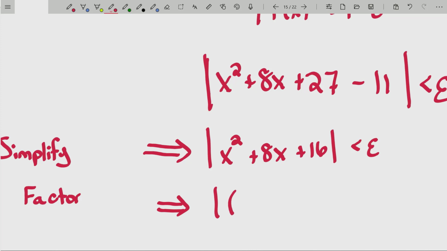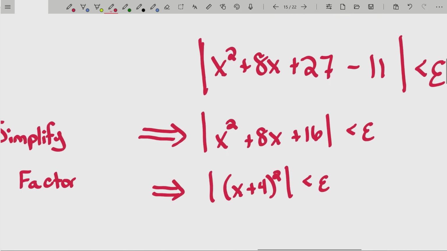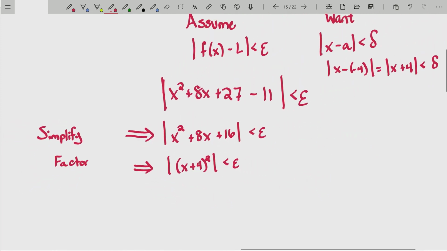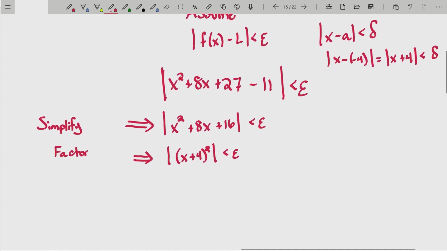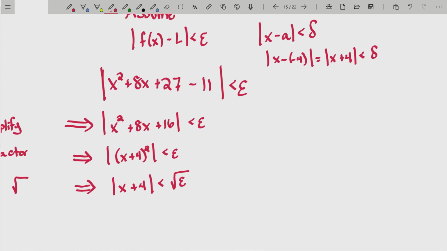We have the absolute value of x plus 4 quantity squared is less than epsilon. Now remember, I want to get just x plus 4, not x plus 4 quantity squared, but I could take the square root of both sides to get that x plus 4. So that's what I'm going to do here. This implies, again taking the square root of both sides, that the absolute value of x plus 4 is less than the square root of epsilon. I have arrived at what I want.